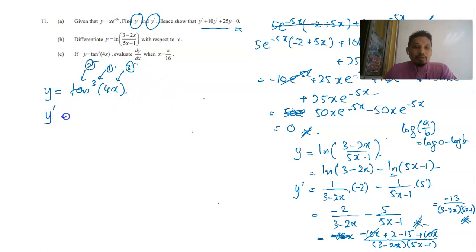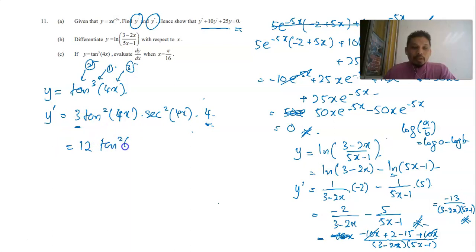So then y prime equal to 3 tangent square 4x. Okay, that is the first one. Multiply with the derivative of tangent, secant square 4x. And differentiate 4x, it gives you 4. So this 4 multiplied with 3 equal to 12 tangent square 4x and secant square 4x.